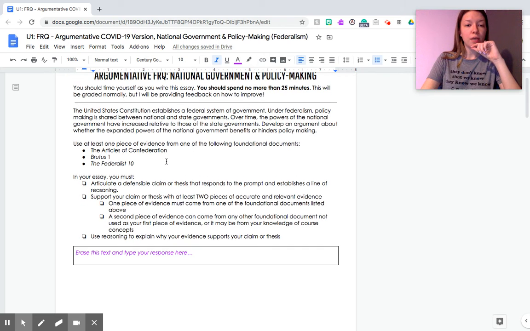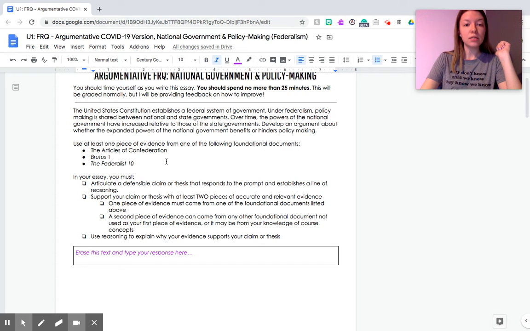So this was an FRQ dealing with federalism, which would have been our second unit from this year. The prompt starts off by giving you the definition of federalism, which is super nice. Sometimes they will do that, sometimes they won't, like you saw last week.